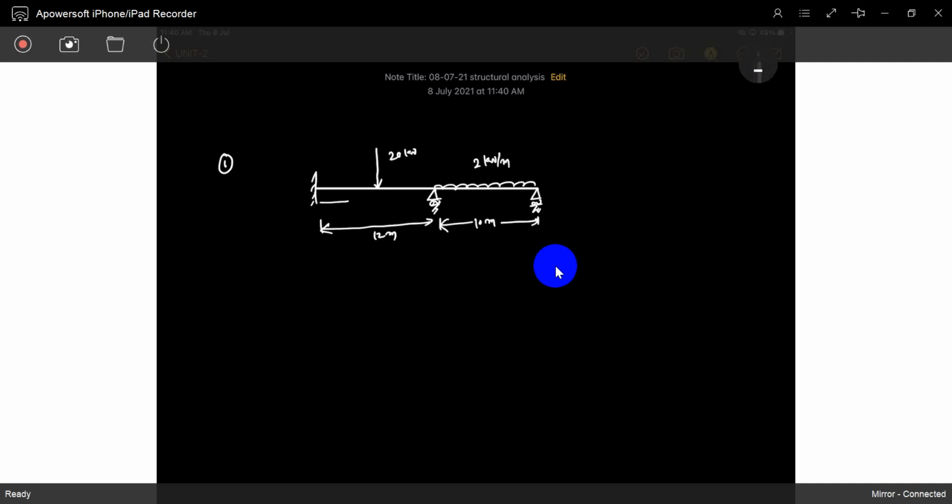Another problem. We will see another problem. So something like, say, 2 kilonewton per meter and 20 kilonewtons, and it's a 10, and it's a 12 meters, and it's a 4 meters. Okay, that is the problem.